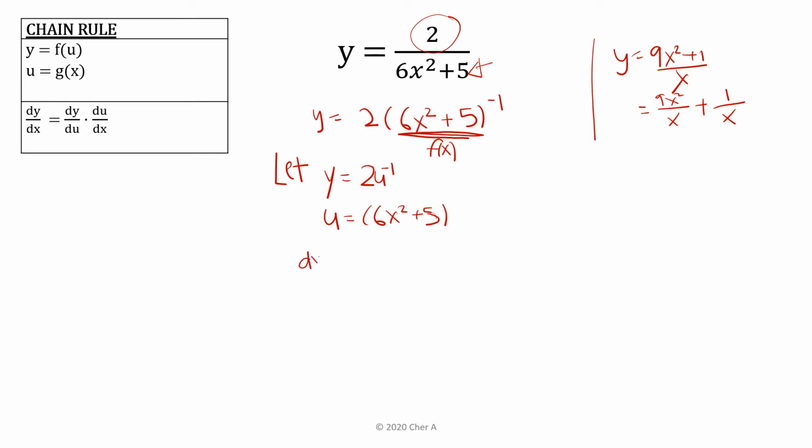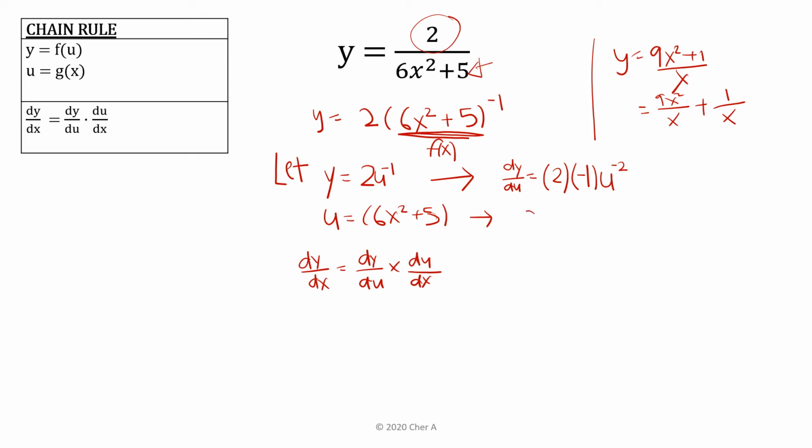So using the chain rule, dy over dx is equal to dy over du times du over dx. So if we see here, when we differentiate dy over du, you'll use the constant multiple rule. So the constant stays, and now we use the power rule. We bring down the power, negative 1 times u, and the power minus 1 will give you negative 2.